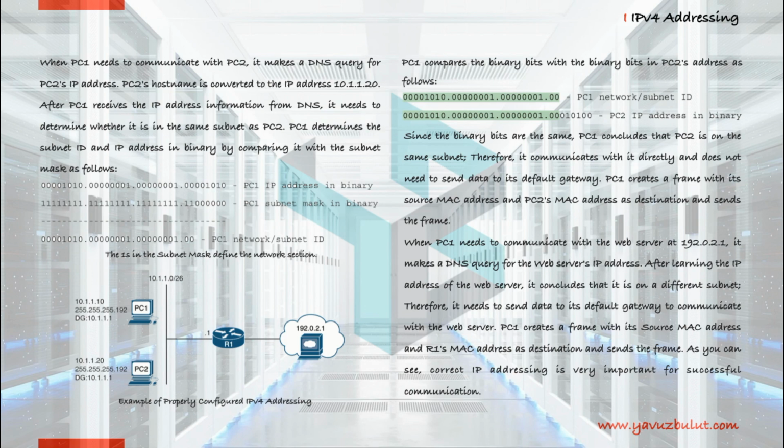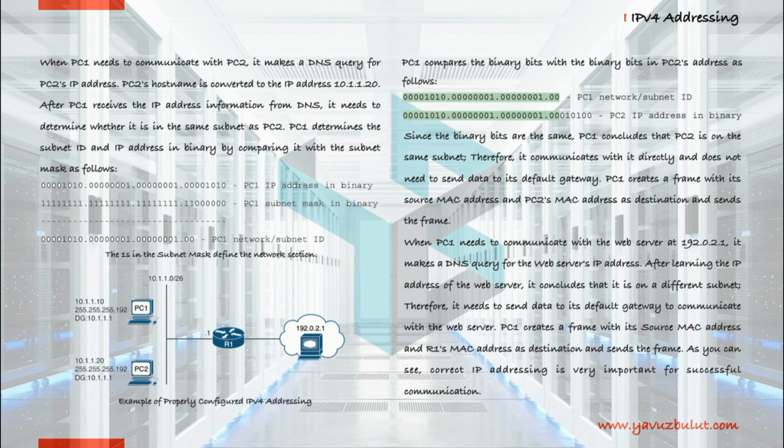This is the binary counterpart of the IP address of PC1, and this is the binary counterpart of the subnet mask of PC1, which it compares to determine the subnet ID, and then compares the binary bits of PC1 with the binary bits of PC2. Since the binary bits are the same, PC1 concludes that it is on the same subnet as PC2, so it communicates directly with it and does not need to send the data to its default gateway. PC1 creates a frame with its own source MAC address and PC2's MAC address as destination and sends the frame.